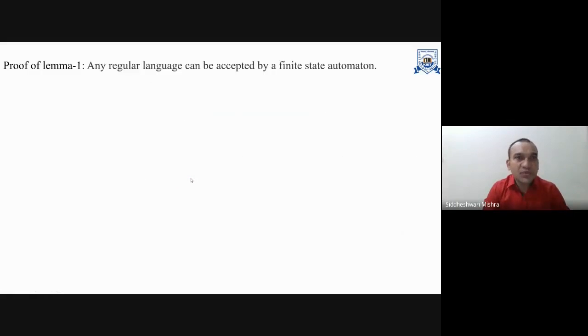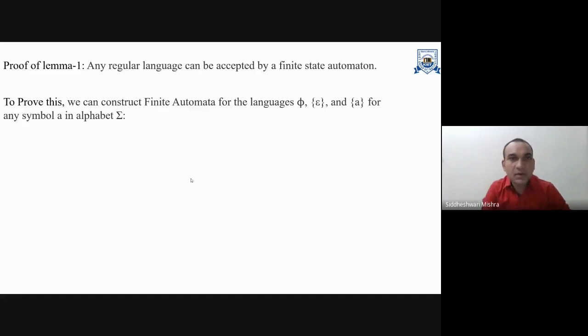Next, how can you prove this? So first lemma: any regular language can be accepted by a finite state automata. How can you construct it? See, there are very basic inputs for any language, that is phi, sigma meaning epsilon, or any single symbol A. If an automata can accept all these three, then that automata can also accept the combination of these three. However many times you combine them, it can also accept.